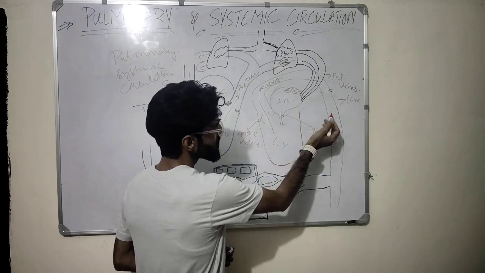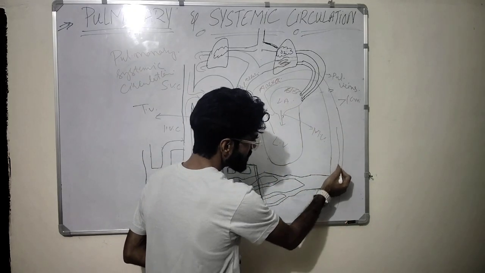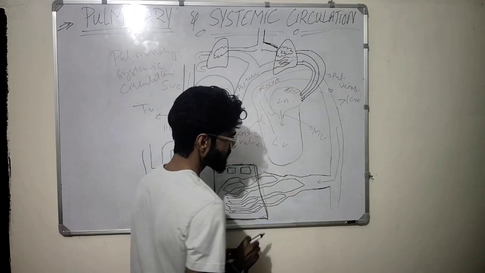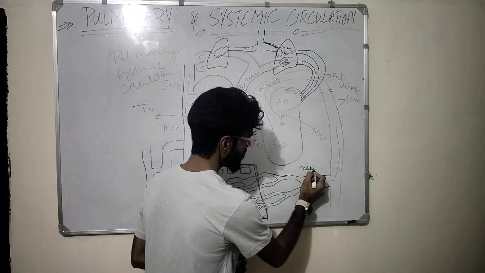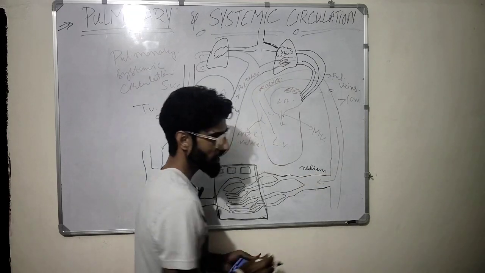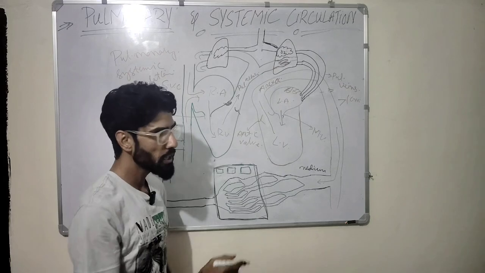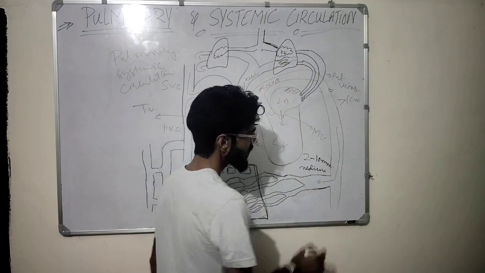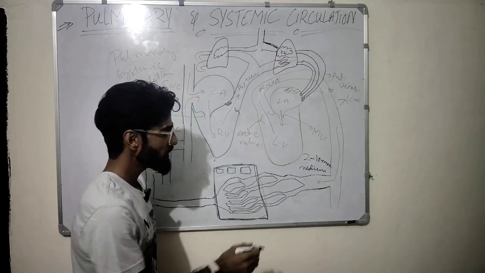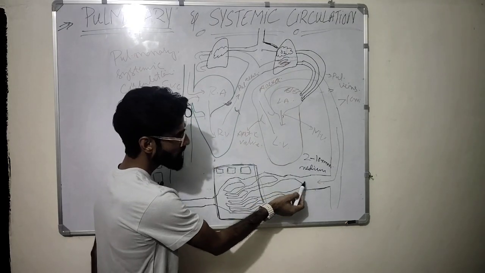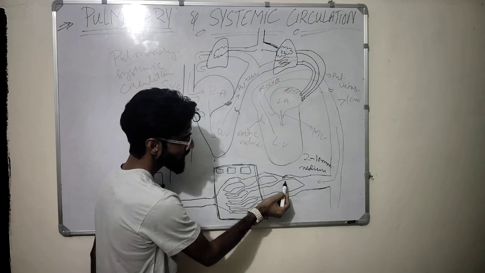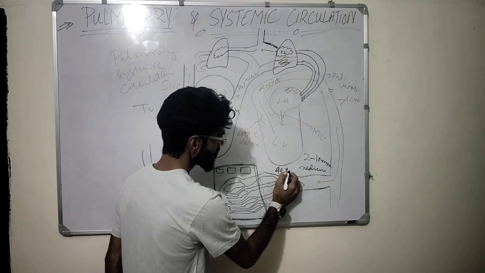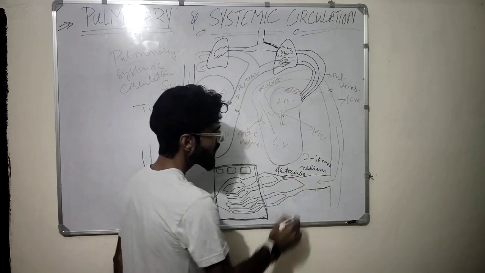Then this large sized artery will drain blood into the medium sized artery. Suppose this is a medium sized artery here. Medium sized artery, its diameter is 2 to 10 mm. Then from the medium sized artery, blood will be drained into the arterioles.